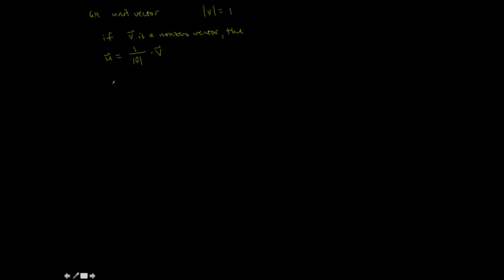Okay, so for instance, let's look at an example. Let's find the unit vector u with the same direction as vector v equals 3, 1. Well, how do we find that magnitude? If you remember the formula, the magnitude, which is the absolute value of vector v, is equal to the square root of a squared plus b squared. So this is going to be the square root of 3 squared plus 1 squared, which is the square root of 10.